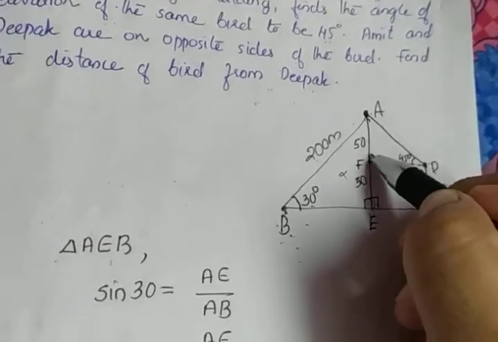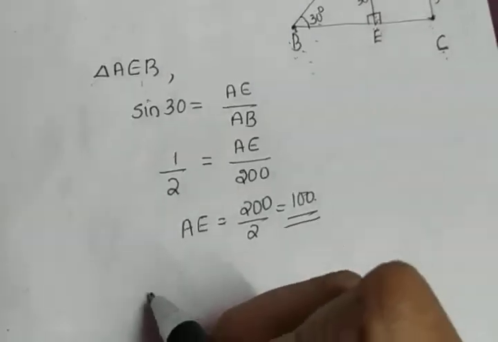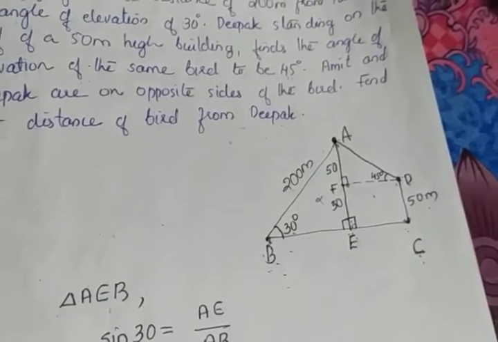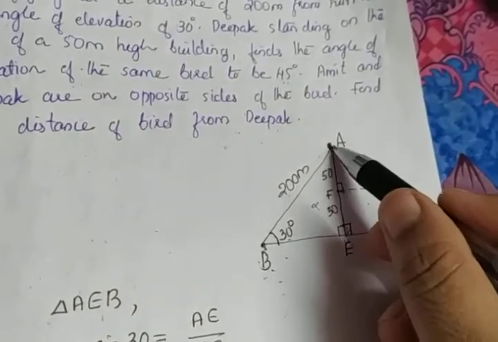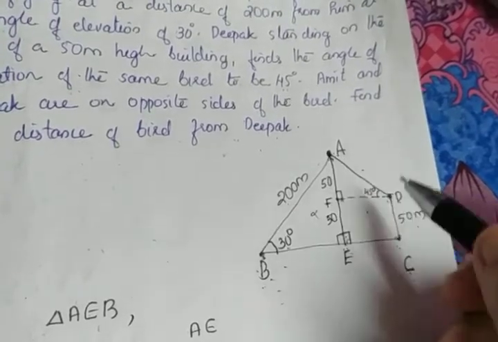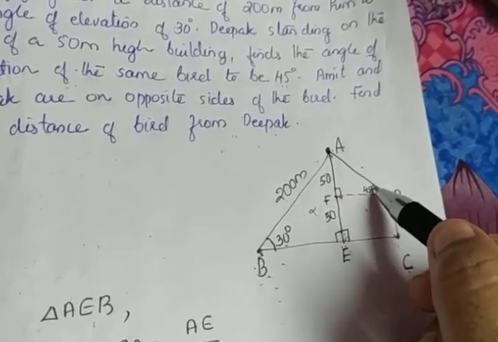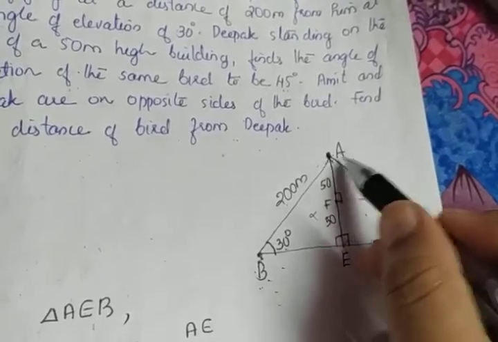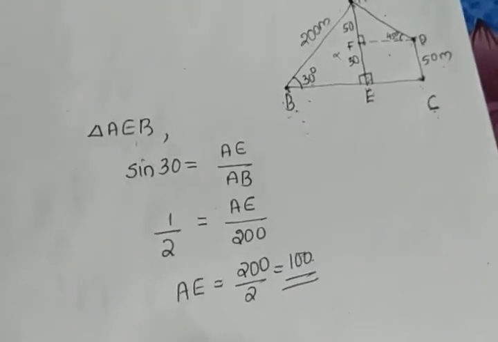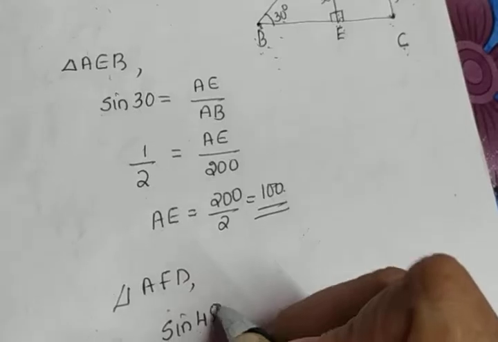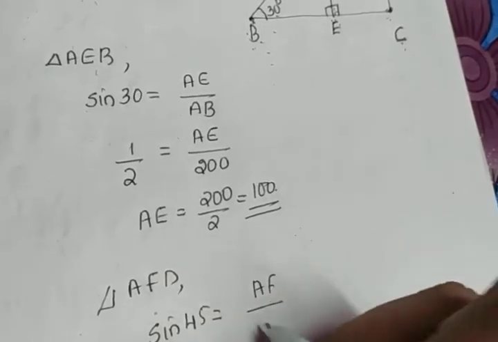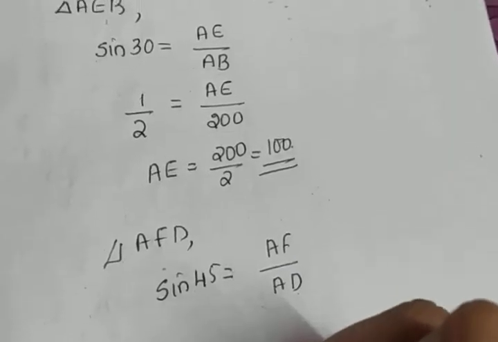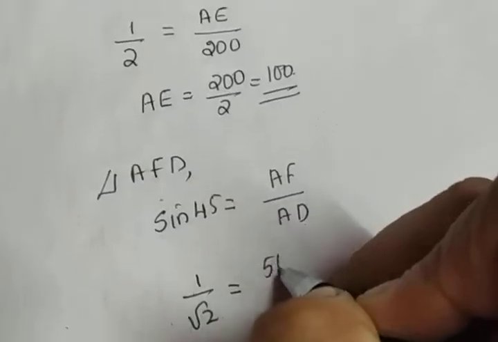Now what we have to do is, this is again a right triangle. We have to consider triangle AFD. In that triangle AFD, we need AD. That is the distance between Deepak and the bird. And we have the length AF. So which is the relation connecting 45 degrees, this and this? According to 45 degrees, AF is the opposite side and AD is the hypotenuse. So here also we have to take sine. Sine 45 is equal to the opposite side AF divided by the hypotenuse AD. What is sine 45? Sine 45 is 1 by root 2, which is equal to AF, which is 50, divided by AD.